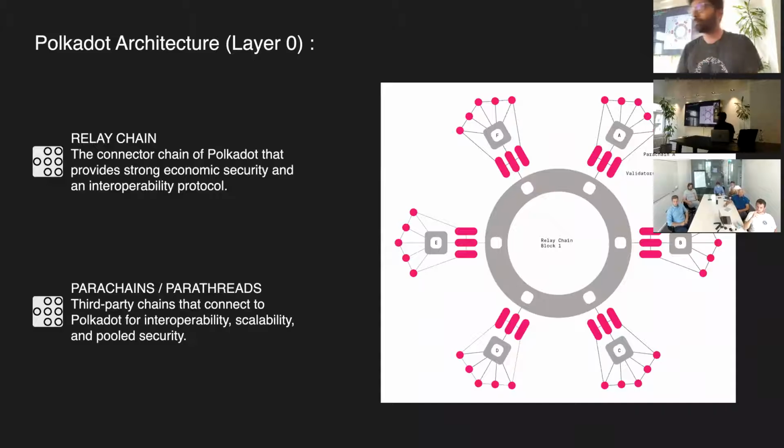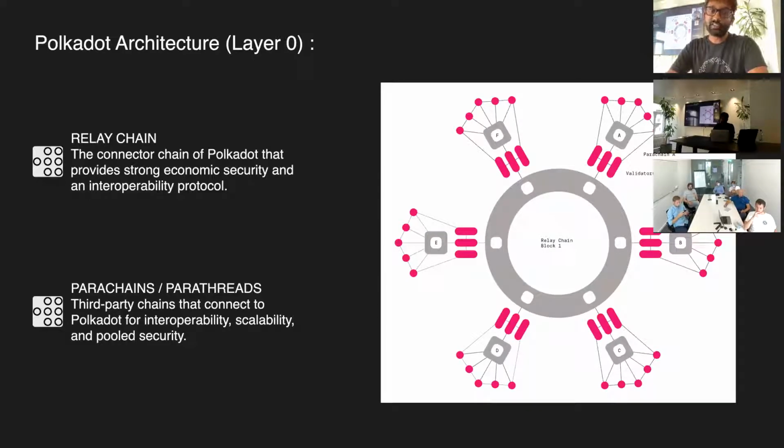So let me give you a brief overview of how the Polkadot architecture looks. You would have heard of these terms like layer 0, layer 1, if you're following the blockchain space. So Polkadot is a layer 0 architecture, meaning it's the underlying connector of layer 1 blockchains. I'm going to show you what layer 1 blockchains are in a bit. Think of Polkadot as a chain which relays information across these different blockchains, and also provides economic security for those layer 1 blockchains.